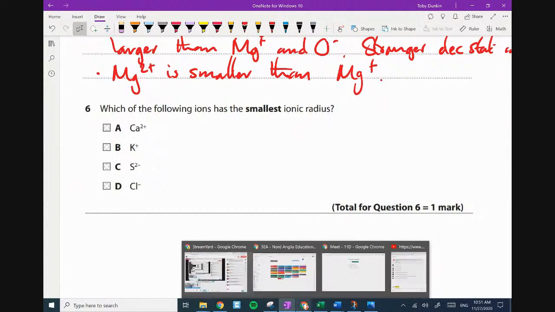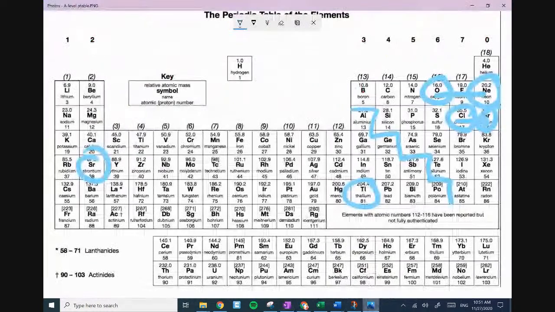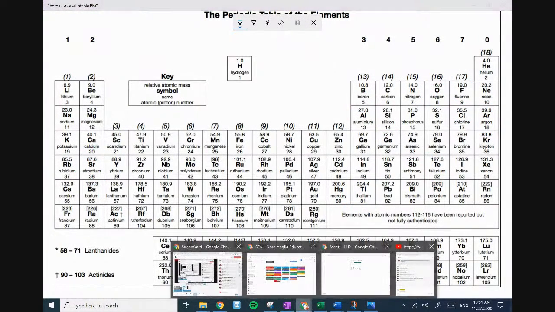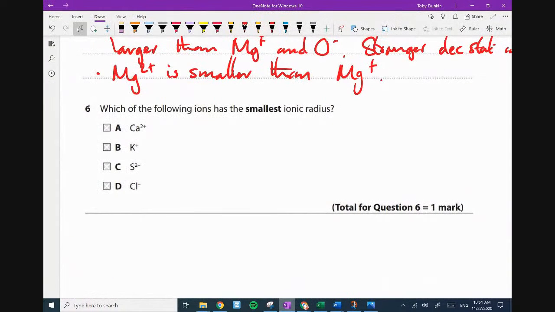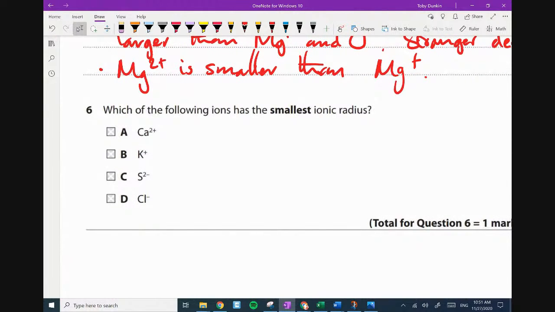Next, which of the following ions has the smallest ionic radius? Ooh, right, that's tricky. Periodic table. This one requires me to have the table in front of me, really. Right, calcium, potassium, sulfide, and chloride. So smallest, immediately, I'm going to say no and no.